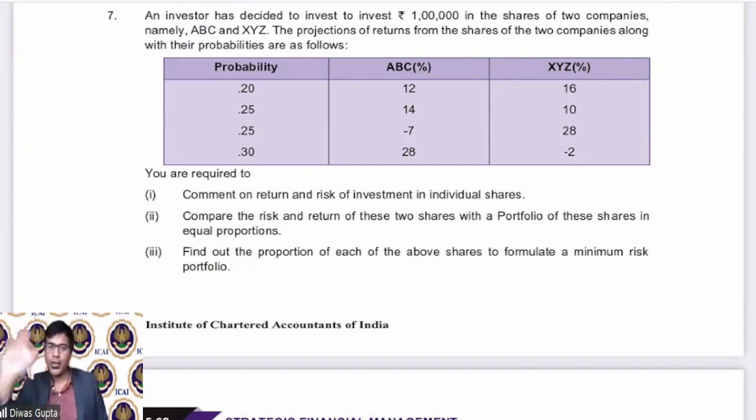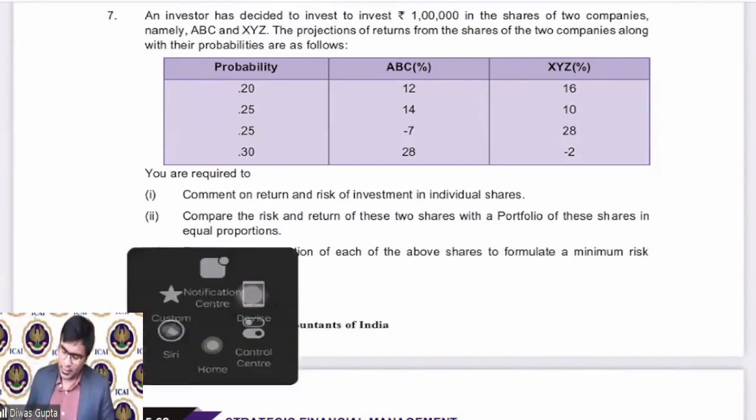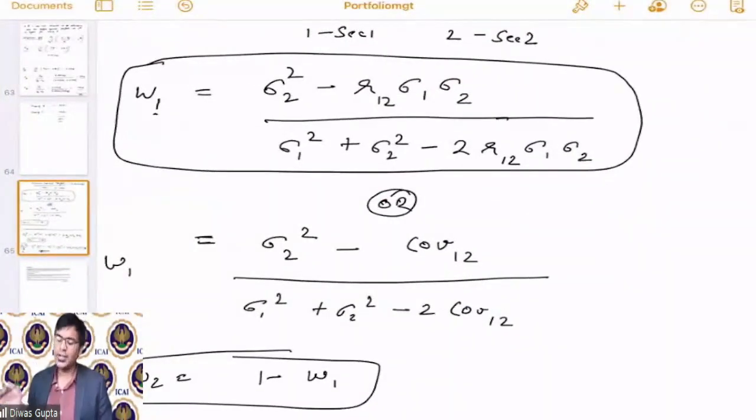Second part is also done because you have to calculate the portfolio risk and portfolio return. First is security risk, security return. Second is portfolio risk, portfolio return. That is also done. Now, third point, it is asking us to calculate the proportion of each of the above shares to formulate a minimum risk portfolio. Now, these are two securities that are there. No need to go to the Sharpe's index model, because that applies to more than two securities, and that is a very complex thing, because in that you need the residual variance, beta, all those things. In this, because we are going to calculate the minimum risk portfolio, we can use this formula that we have just discussed now.